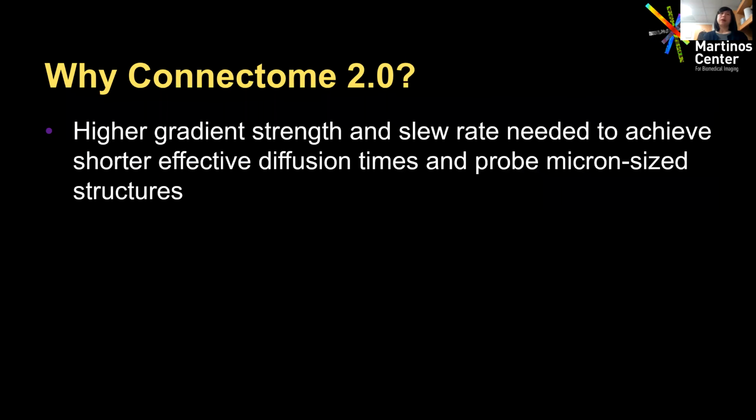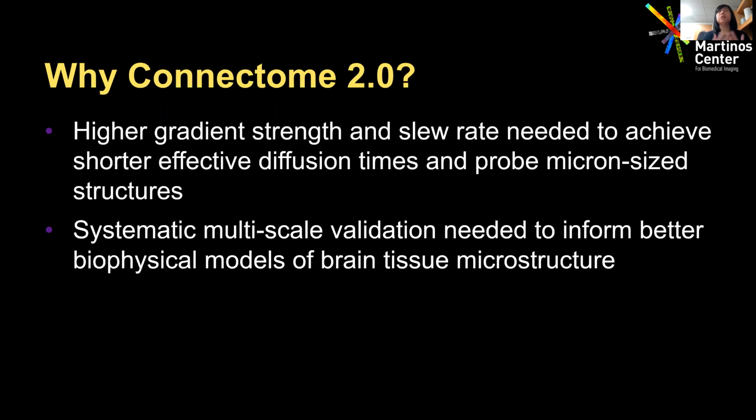So to clarify, why do we need a Connectome 2 scanner? Ultimately, just based on the physics, higher gradient strengths and slew rates are needed to achieve shorter effective diffusion times and probe these micron-sized structures. We also need, as I mentioned, systematic multi-scale validation to inform better biophysical models of brain tissue microstructure.